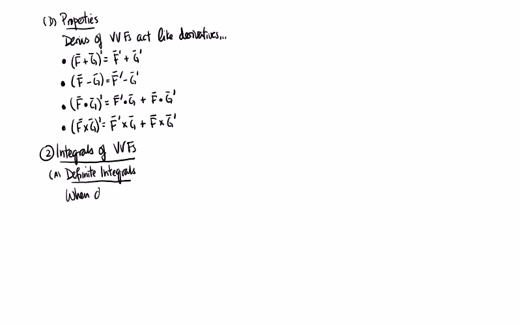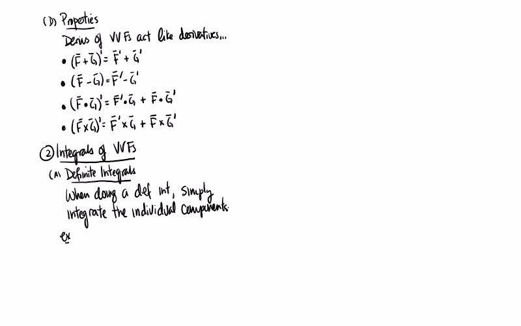So we'll say when doing a definite integral, all we do is integrate the individual functions. Well, let's say the individual components. So for example, if we were to do something like the integral from 0 to 1 of, say, ti plus 3j plus 2e to the tk, all you do is you integrate them independently.